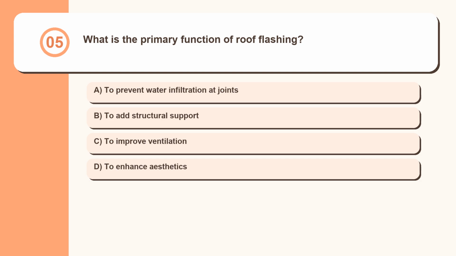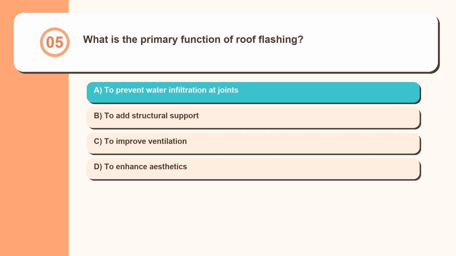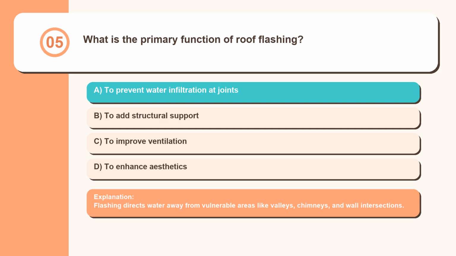Question 5. What is the primary function of roof flashing? To prevent water infiltration at joints, to add structural support, to improve ventilation, to enhance aesthetics. Flashing directs water away from vulnerable areas like valleys, chimneys, and wall intersections.